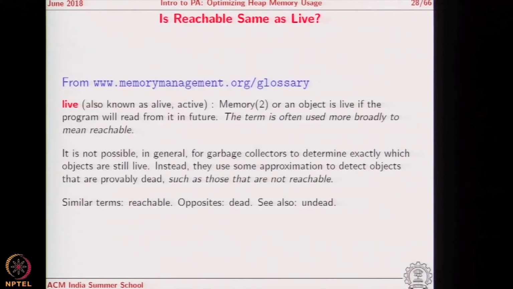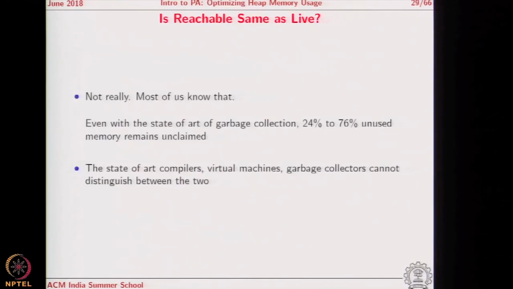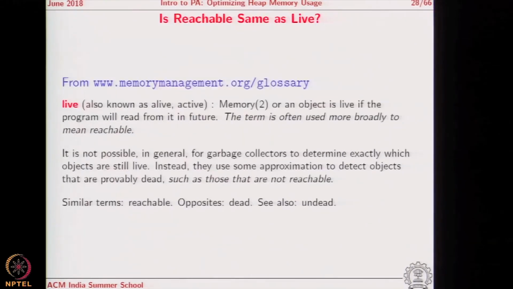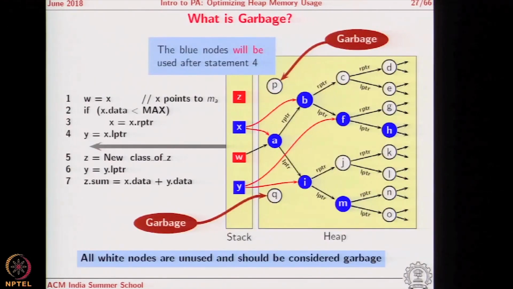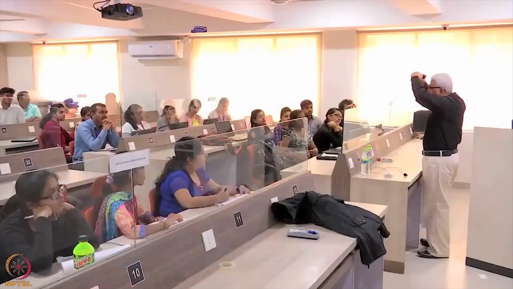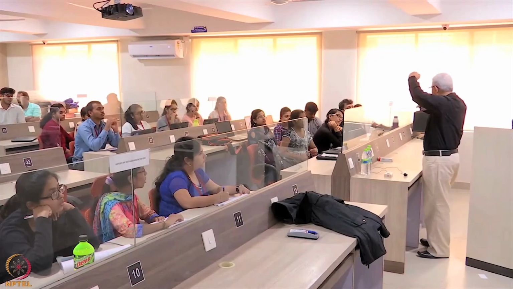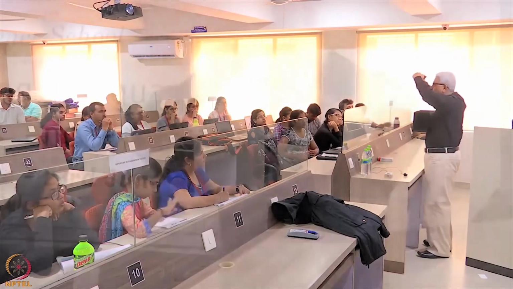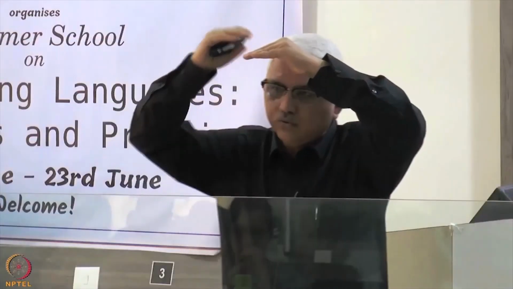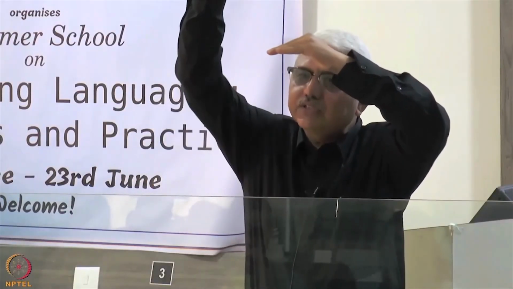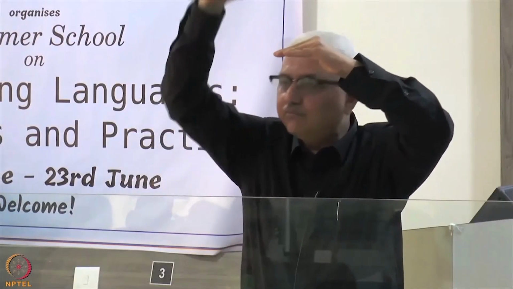Let me skip some of these slides. So, the whole idea is, what is the difference between these white nodes and blue nodes? The essential difference in these nodes is that these blue nodes depend on the usage in the program beyond that program point, and white nodes are the nodes that depend on the connections that have been made in the past.